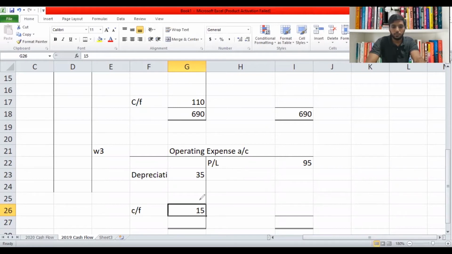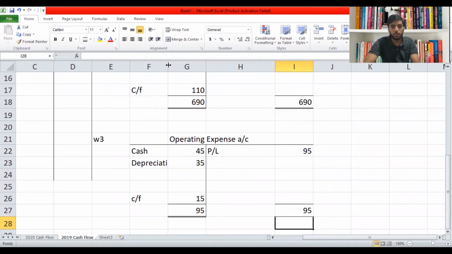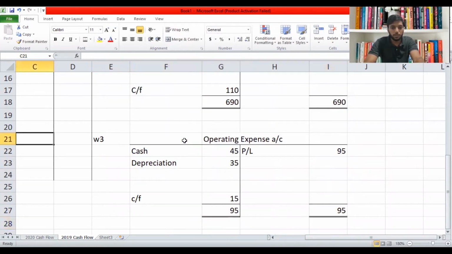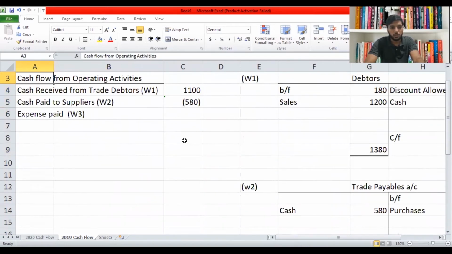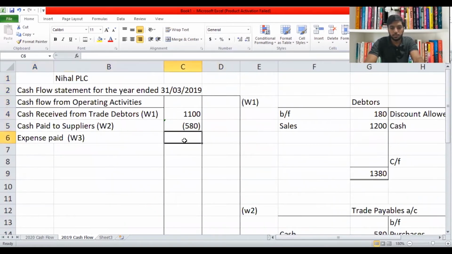So 35 plus 15 is 50, and the difference of 95 minus 50 will give you a value of how much, guys? You will get a value of 45. So here I'll write cash paid is 45. So in total, I'll get 95 on both sides. So I'll write here 45. I will take it to operating expense paid as 45.